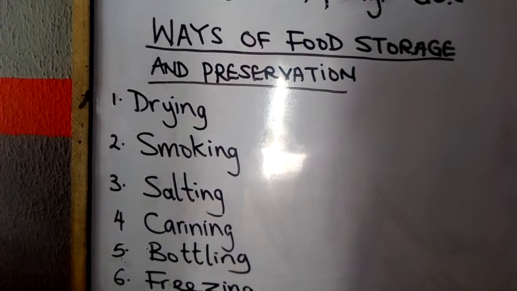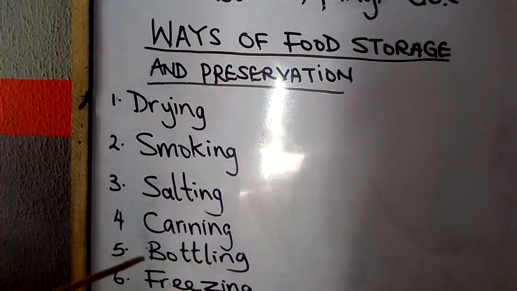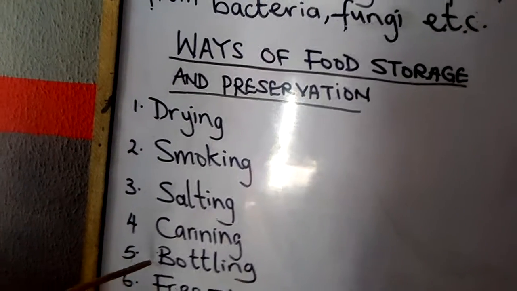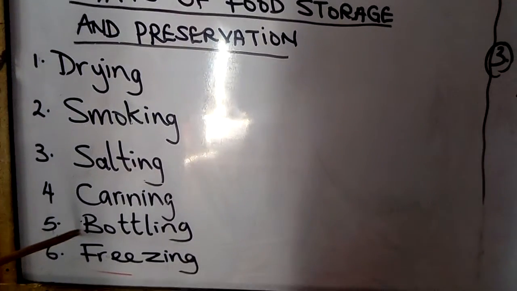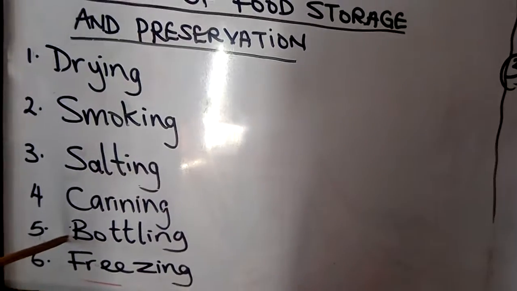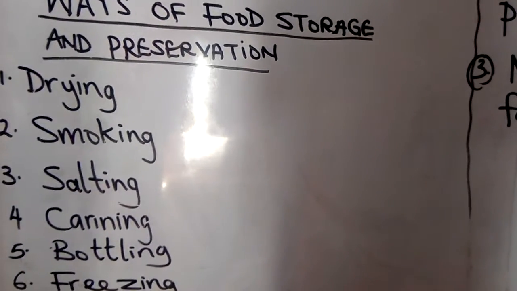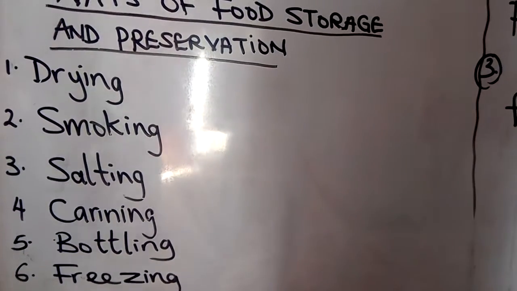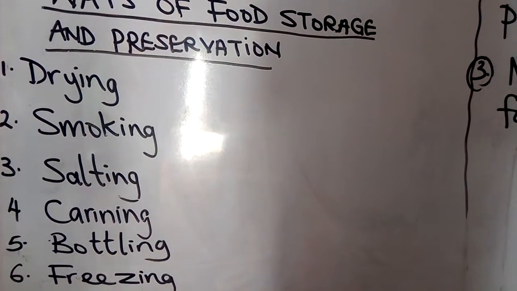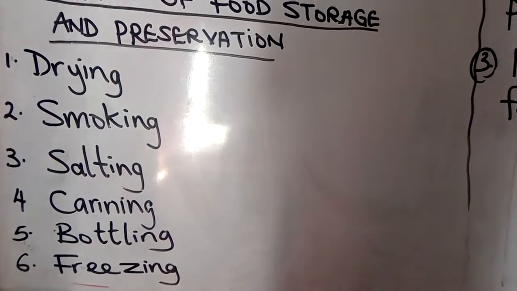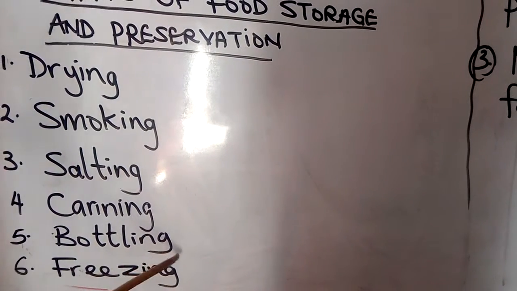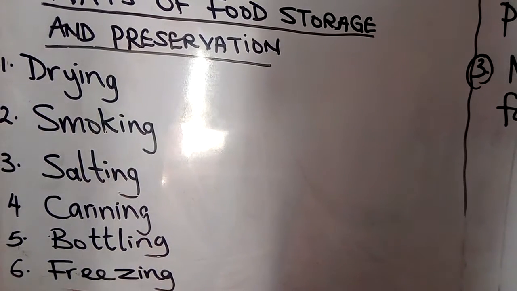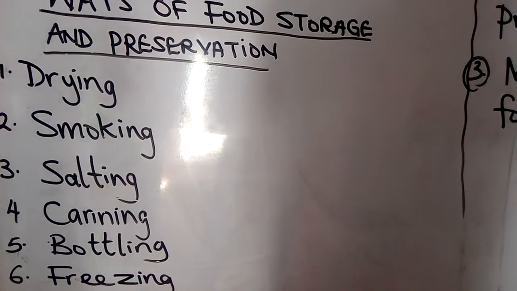Bottling. Of course, from the word bottling, you will see that it sounds like bottle. So that is another way by which we preserve food, or by which we can store food. Storing food inside the bottle. Example, your bottle minerals. They are preserved in the bottle.